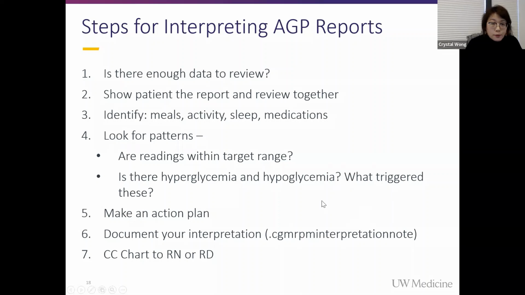So step one: is there enough data to review? Meaning, was this at least 14 days, and did the patient wear it at least 70% of the time? If it's only 6 days and the patient wore it 50% of the time, you probably shouldn't use this report to titrate their medications.